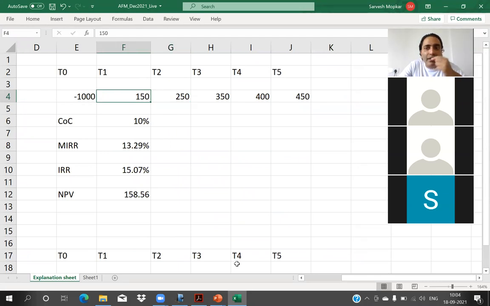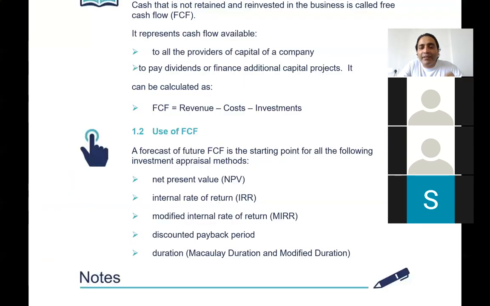So if you want to calculate NPV, you should not consider profits. You should consider the free cash flows for the next 5 years, 10 years or whatever. So if you want to calculate NPV, IRR, MIRR, payback periods, Macaulay's duration, modified duration, ye sab hum padhenge, okay? These are all tools for investment appraisal. So ye tools ko calculate karne ke liye free cash flow ka istemal hoga, profits ka bilkul nahi hoga.